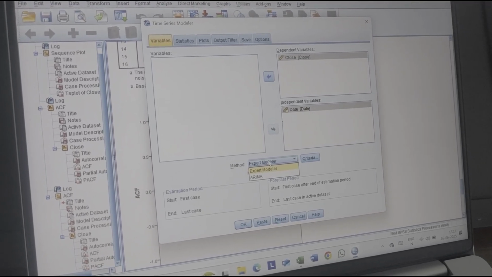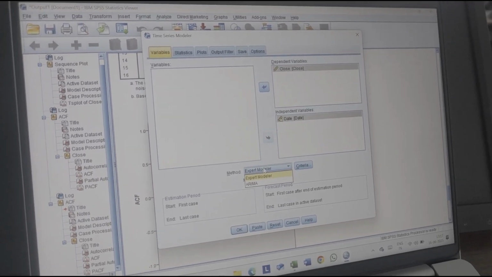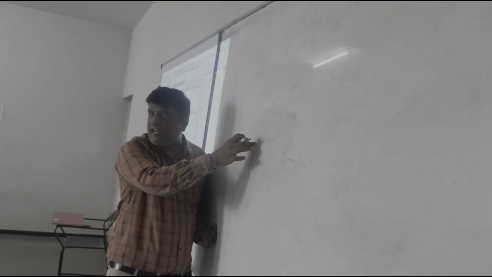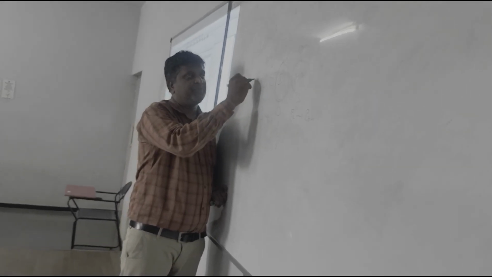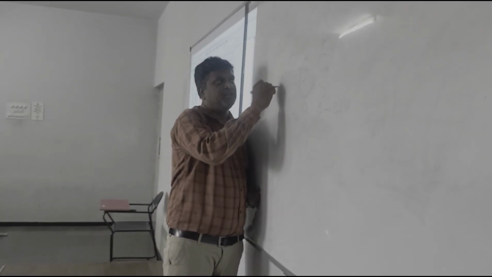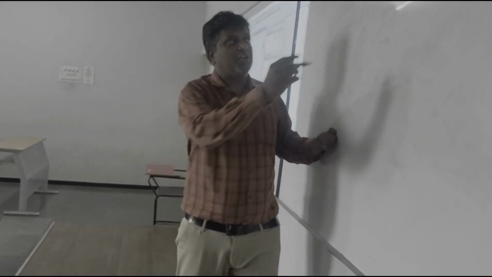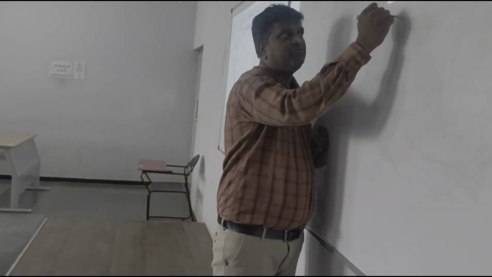Now what is the value for AR and MA? Is the question, correct? What is the order of AR and MA? How to decide the order of AR and MA? So the order of AR depends upon your PACF graph. The partial autocorrelation graph will tell you what is the order of AR. The autocorrelation function graph will tell you the order of MA.